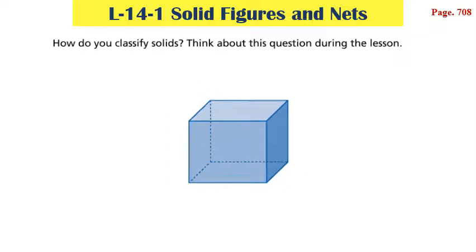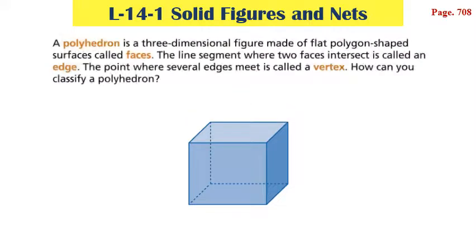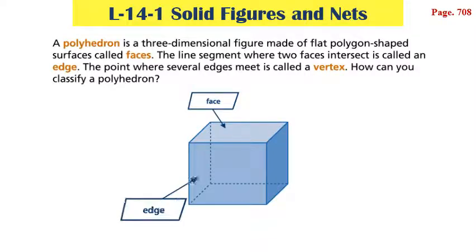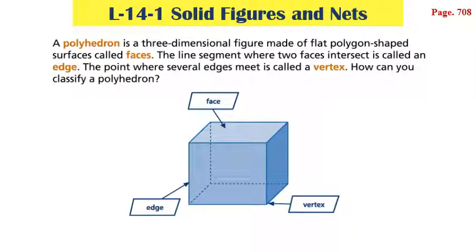How do you classify solids? Think about this question during the lesson. A polyhedron is a three-dimensional figure made of flat polygon-shaped surfaces called faces. The line segment where two faces intersect is called an edge. The point where several edges meet is called a vertex. How can you classify a polyhedron?